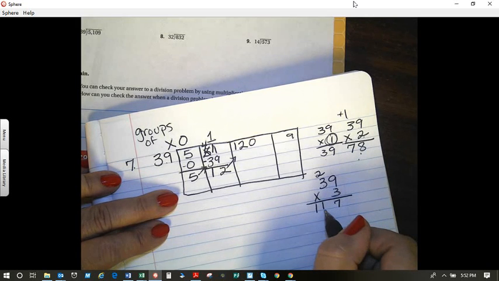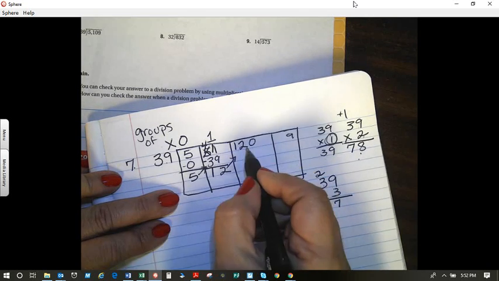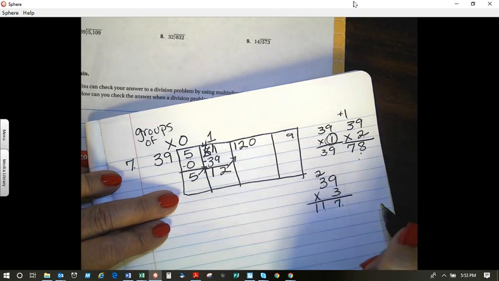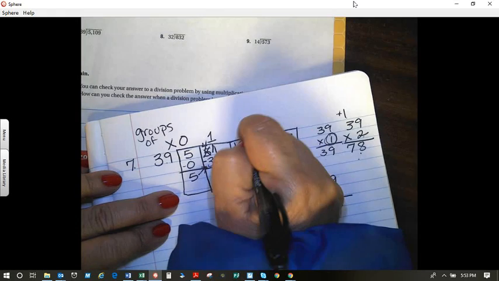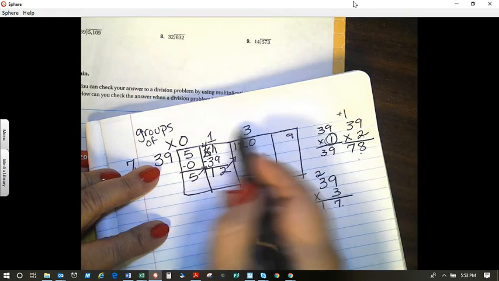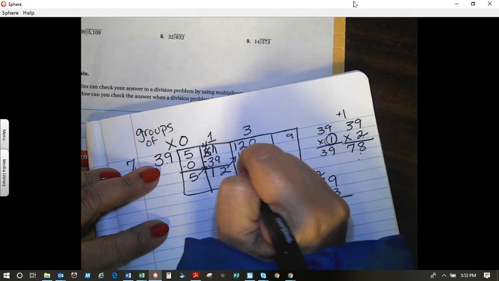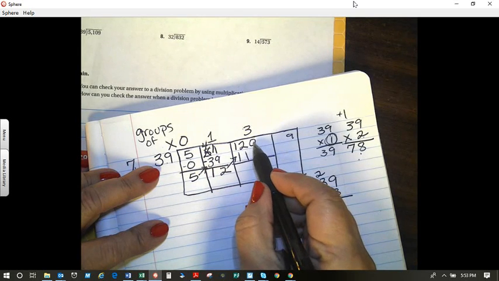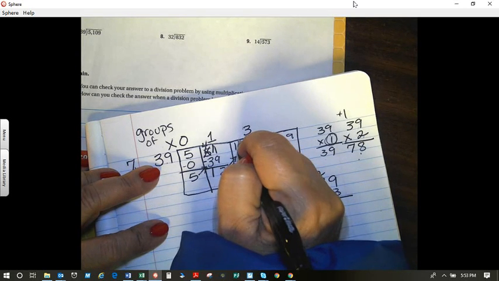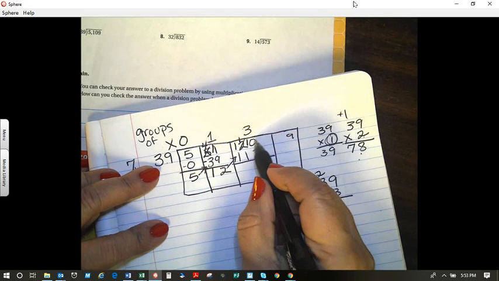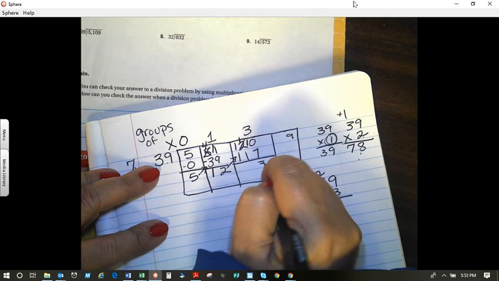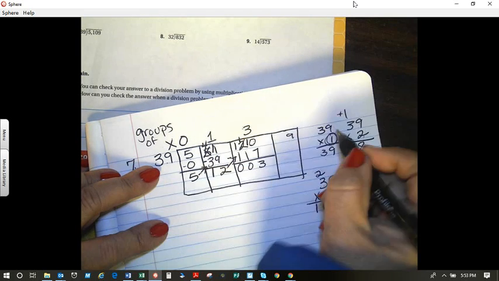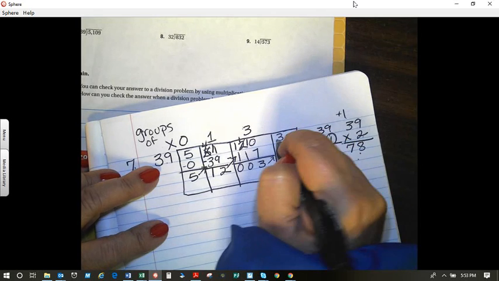This is 117, and this is 120. There's no way I can put another group of 39 because then it'll be way too high. So this is going to be 3. 3 groups of 39, I said it's 117. Subtract it out. I cannot take 7 from 0, so I need to regroup. This becomes a 1, and now this is a 10. 10 minus 7 equals 3. 1 minus 1 is 0. 1 minus 1 is 0. So my 3 is going up here, and look at that.